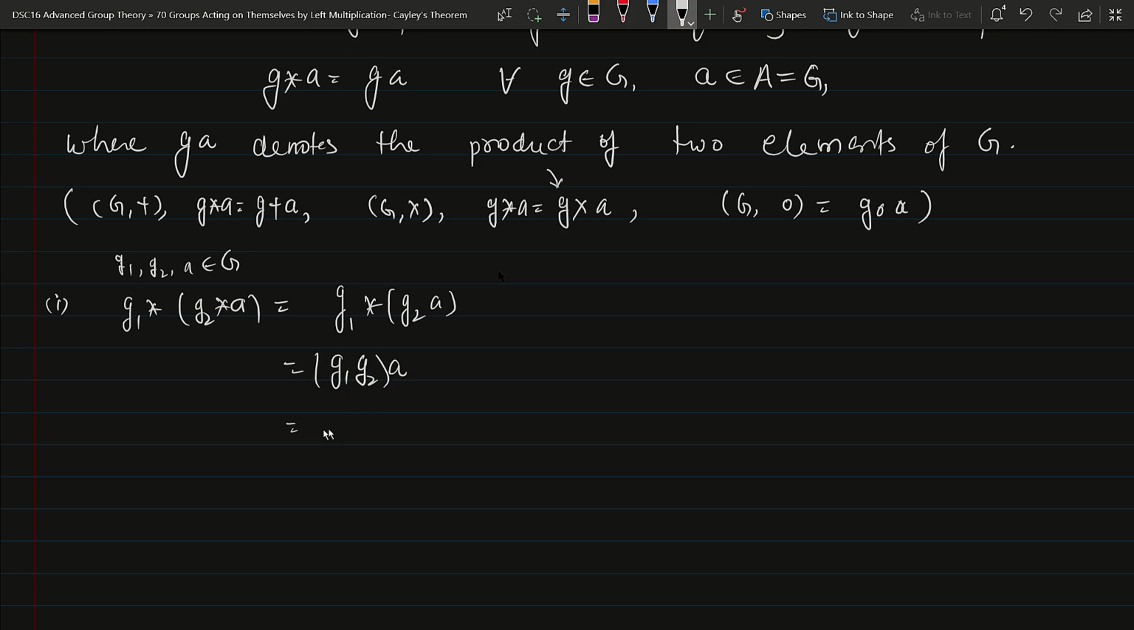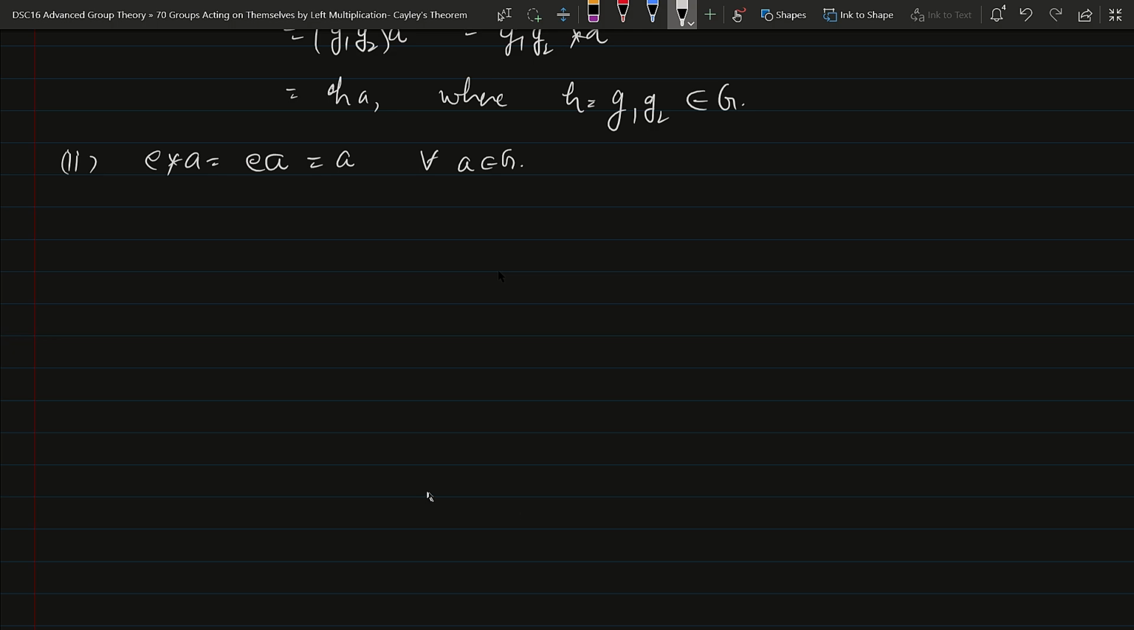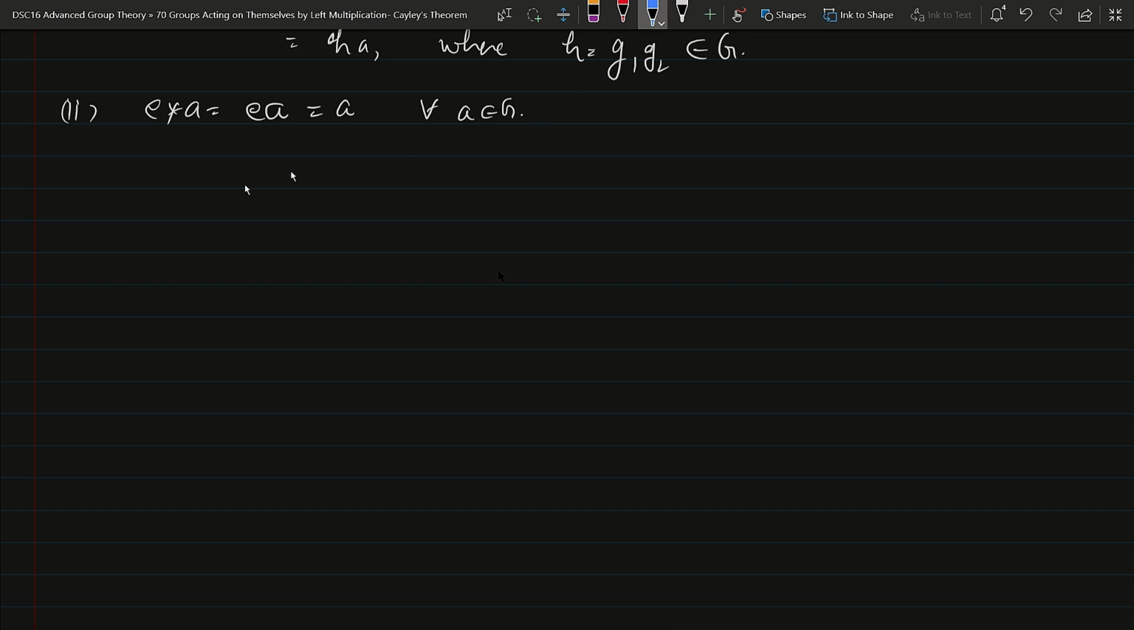Now you can consider this G1 G2 as some H, where H equals the product of G1 G2, which is an element of G. Okay, so this is how we can identify that this is equal to this thing, and you can write this as G1 G2 star A. Similarly, for the second axiom we can write E star A as EA, and EA is the same as A for all A belongs to G. Whenever we operate with the identity element, the same element always comes, and that is the second axiom in the case of group action. Okay, now here what we will discuss is an important consequence.